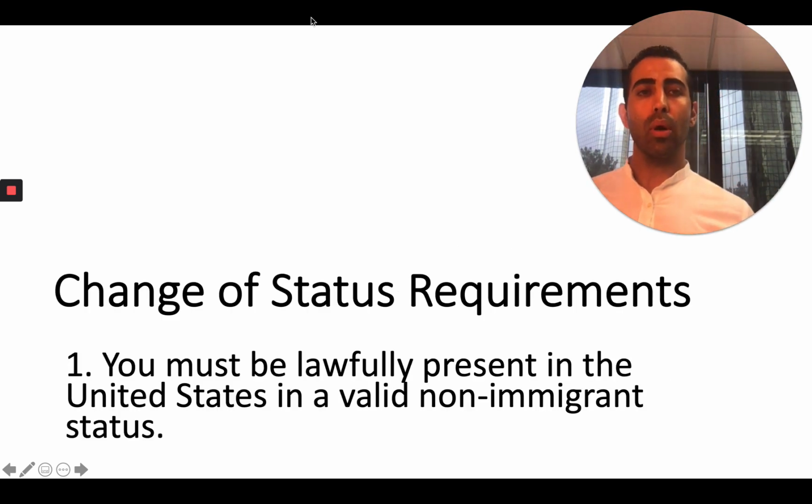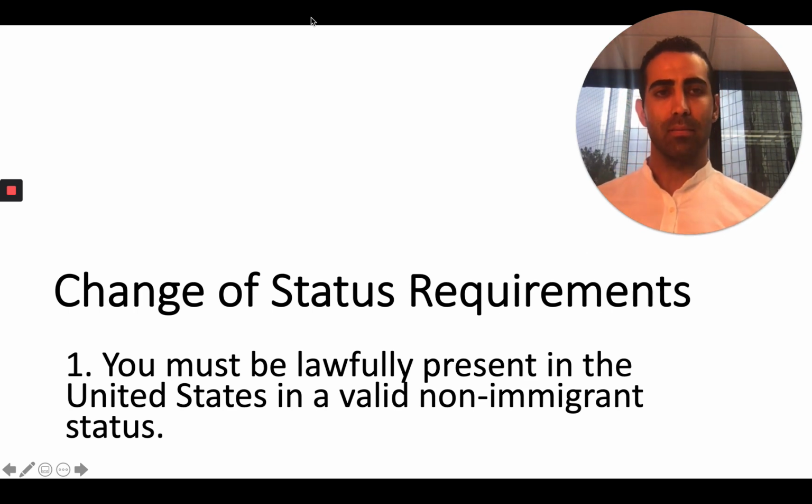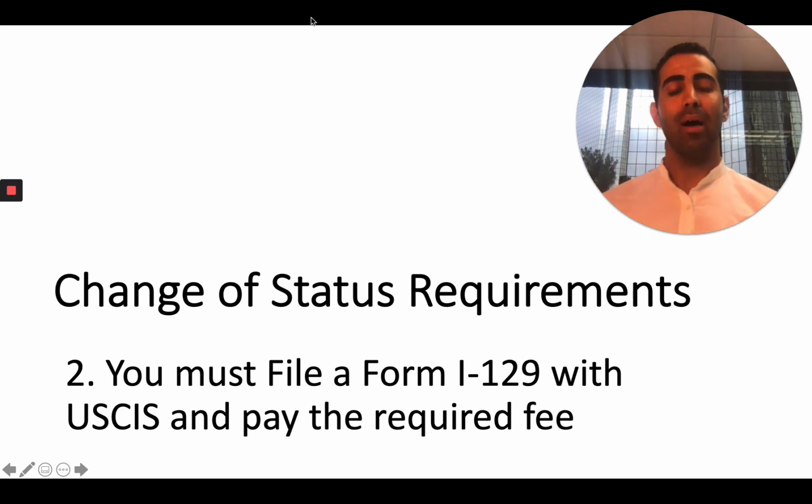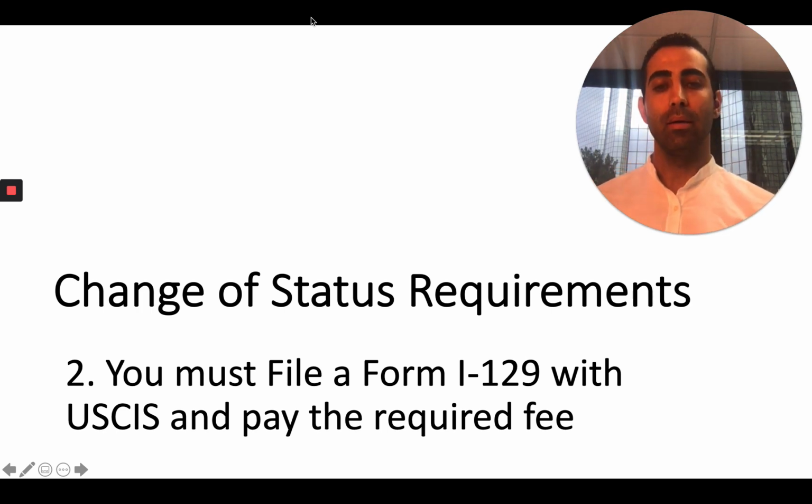Now, what are the requirements to do a change of status? The first requirement is that you must be lawfully present in the United States in a valid non-immigrant status. As I mentioned in the previous example, one example of a valid non-immigrant status would be a visitor visa, a B1, B2 visa, or maybe even a student visa. So that's the first requirement. The second requirement is that you must file a Form I-129 with USCIS, and you must pay the required filing fee.